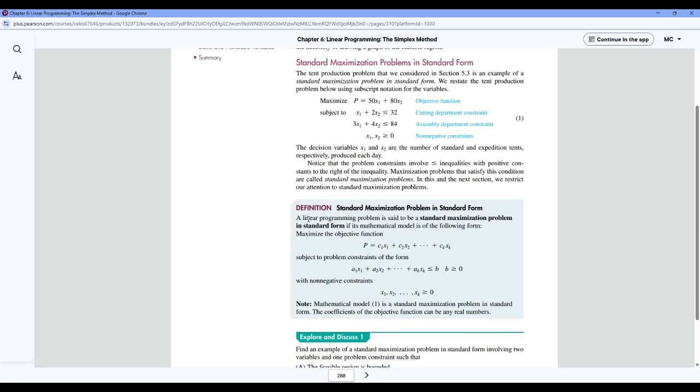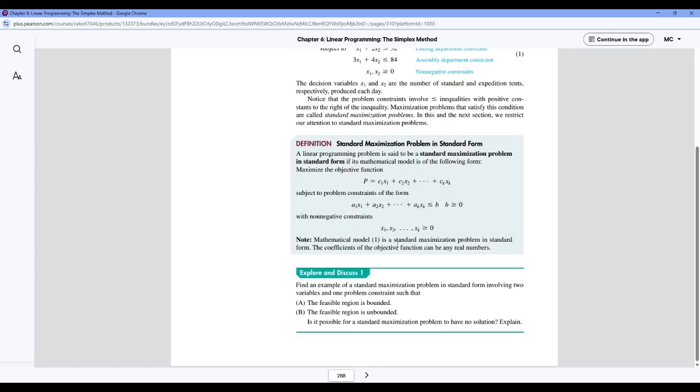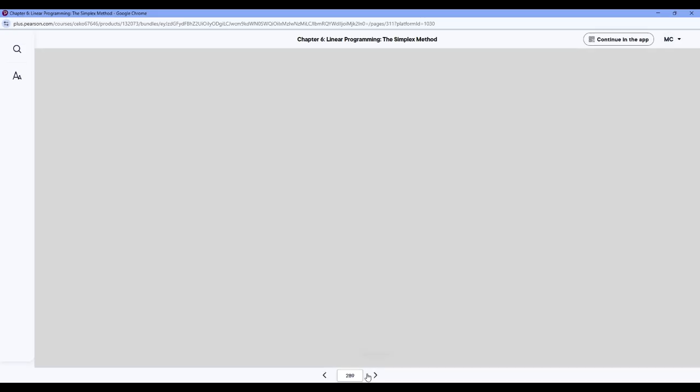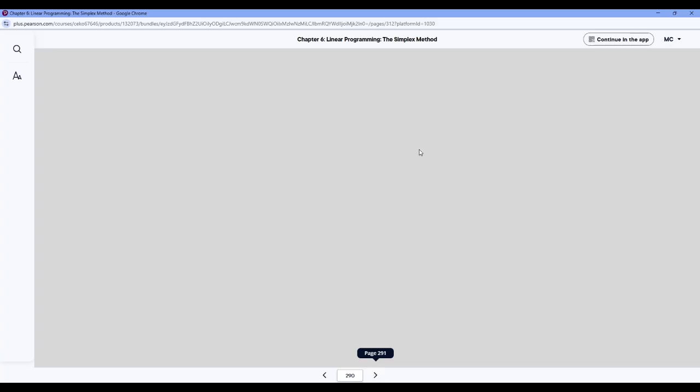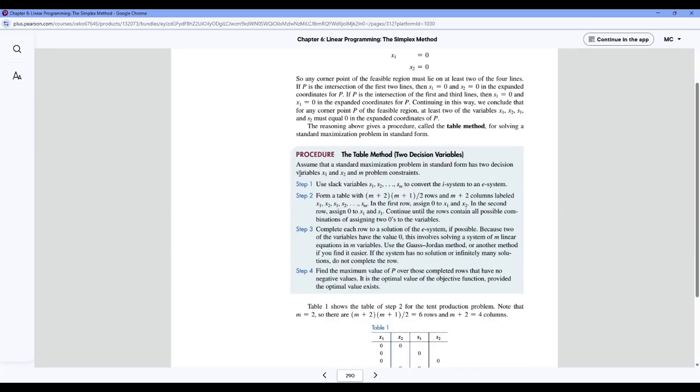The definition of a standard maximization problem in standard form: a linear programming problem is said to be a standard maximization problem in standard form if the mathematical model is of the following form. To maximize the objective function c1 x1 and so on, which would be your profit. From there, we're going to work it out and talk about all the corresponding points, and then the procedure.